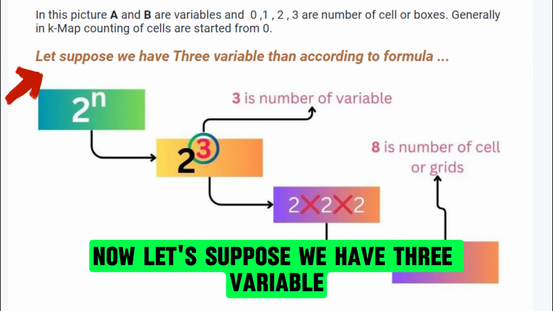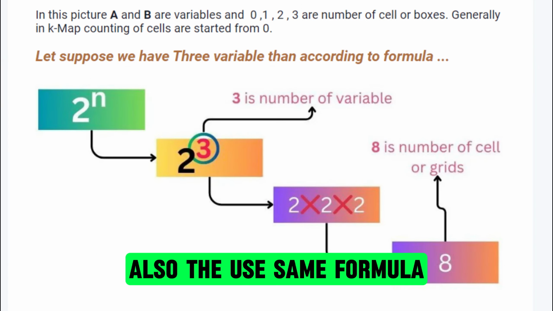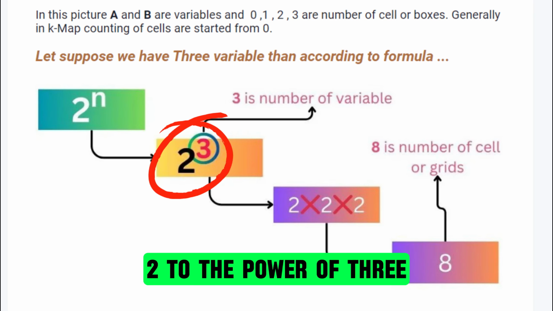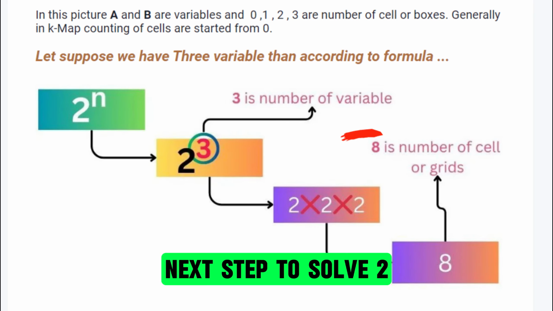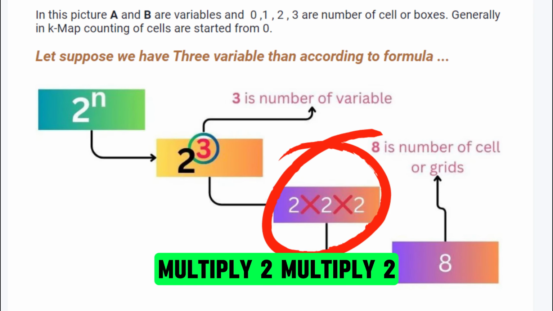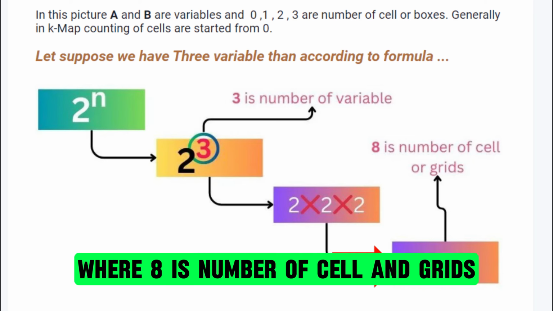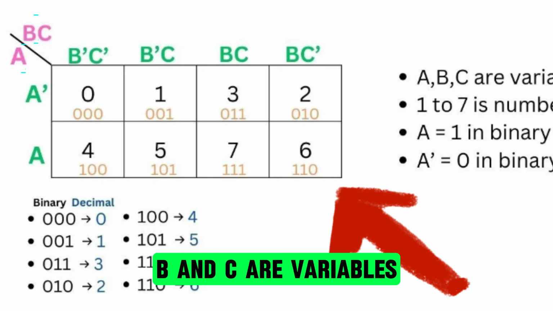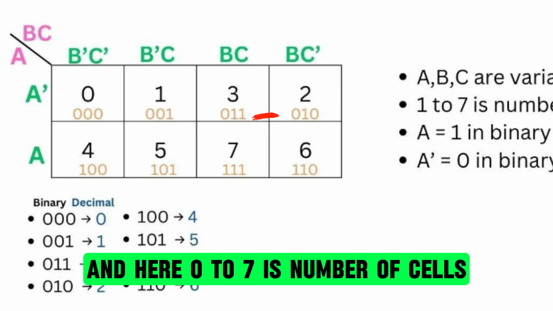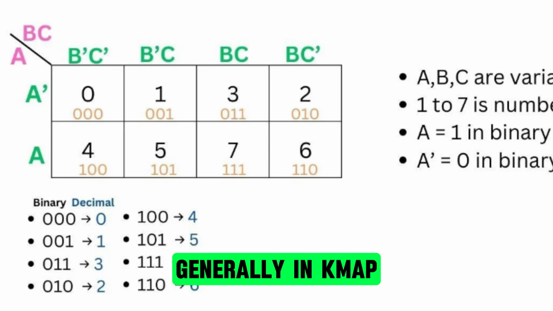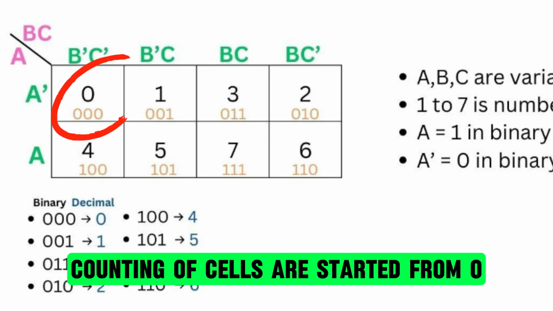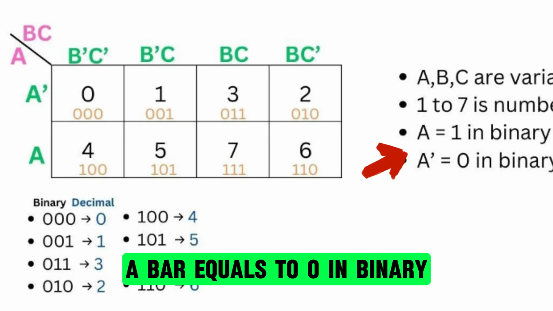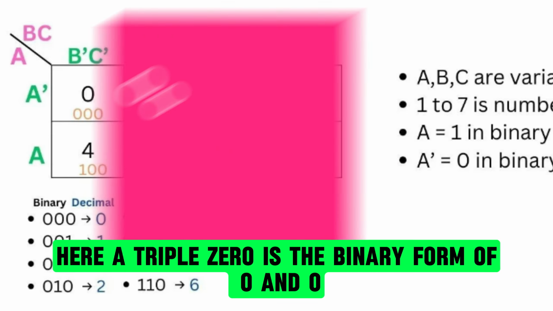Now let's suppose we have 3 variables, then according to the formula, here also we use the same formula 2 to the power n. For 3 variables, 2 to the power of 3. Next step, solve 2 multiplied by 2 multiplied by 2, that will be 8, where 8 is the number of cells and grids. Now you can see in this picture, where A, B, and C are variables, and here 0 to 7 is the number of cells. Generally in K-map, counting of cells starts from 0. A equals 1 in binary, and A bar equals 0 in binary.